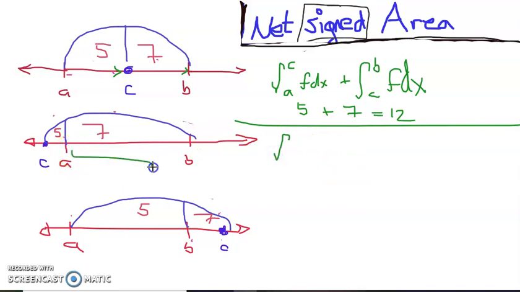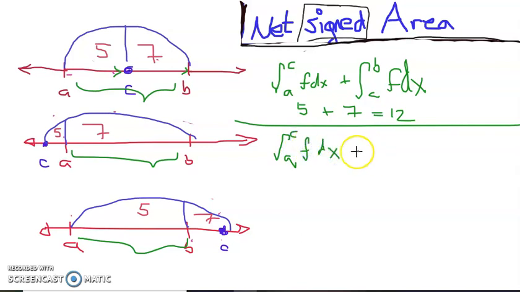Again, we're trying to find the area from A to B in every single case. So it should be from A to C of f dx plus the integral from C to B of f dx. Okay, now we have to be aware of which one of these is going in the wrong direction.